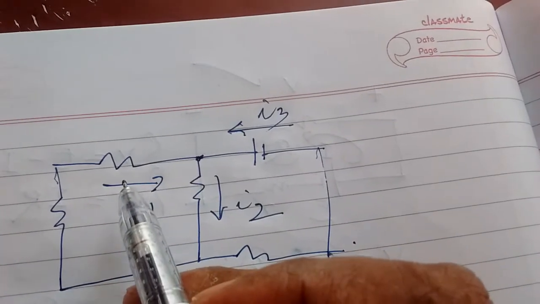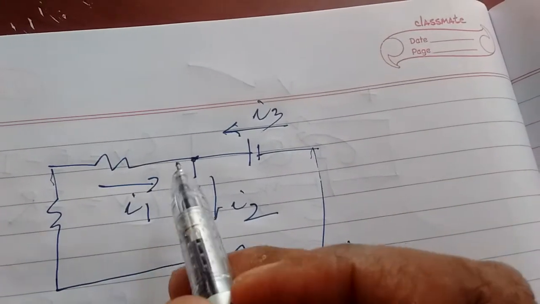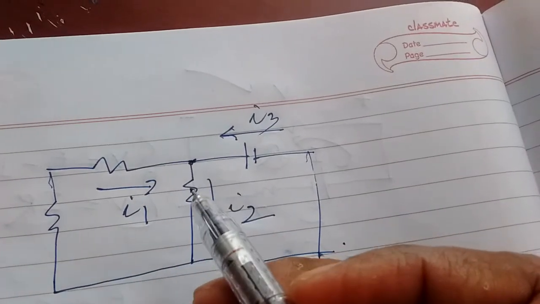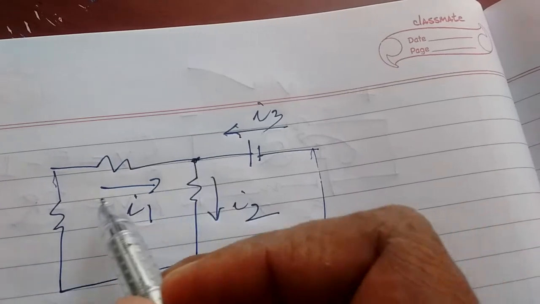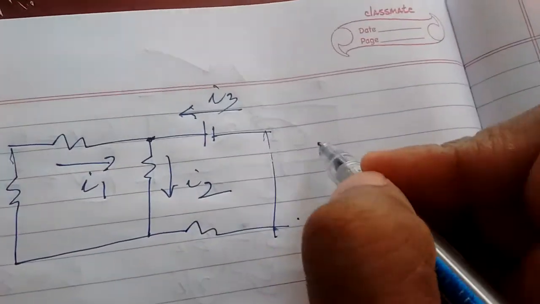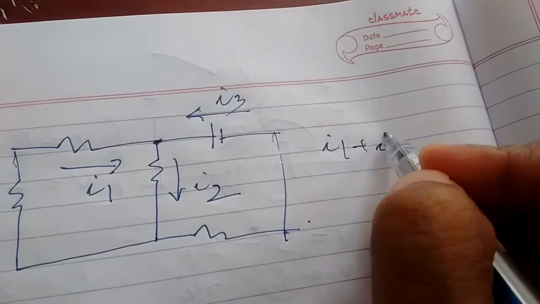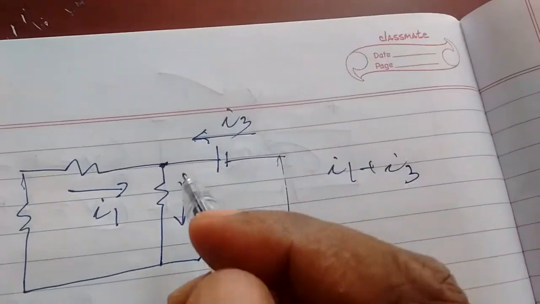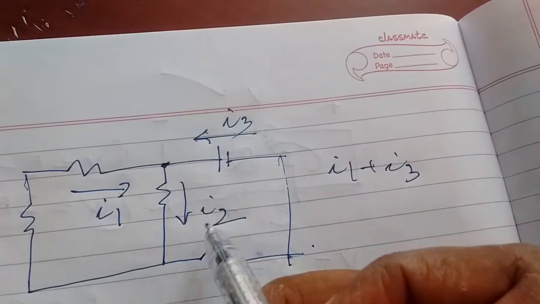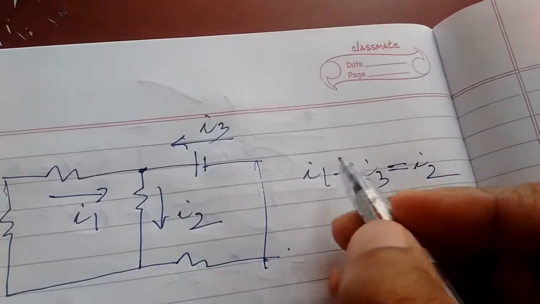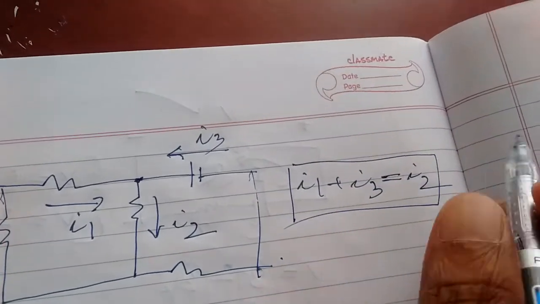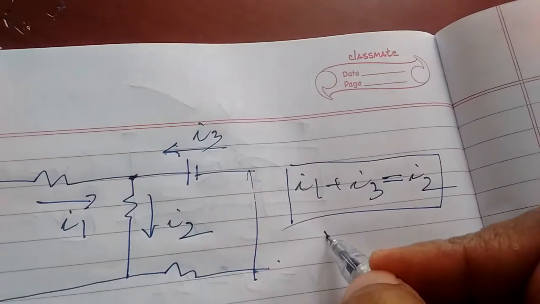The law says the total current entering a junction is equal to total current outgoing from the junction. What are the currents that are entering at this point? I1 is entering, I3 is entering. So I1 plus I3 is the total current entering at the junction. But outgoing current is only I2. So this is equal to I2. Okay. This is the second law.